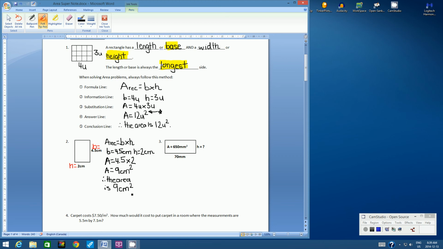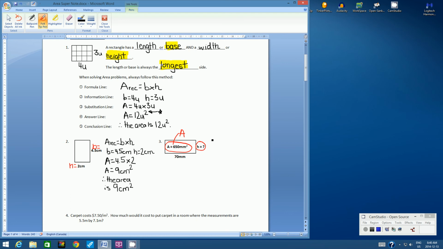Okay, let's move on to example 3. Now, example 3, it's always nice to have a diagram because it's very easy to visualize what is being asked of us. This question is a little bit different because look, we're given the area and we're asked to find the height. So it's a little bit different question, isn't it? So let's see how we work this one out.